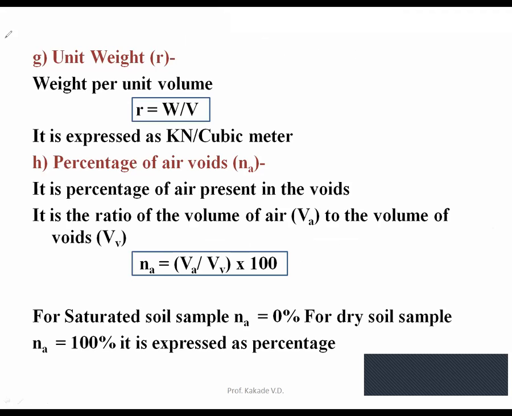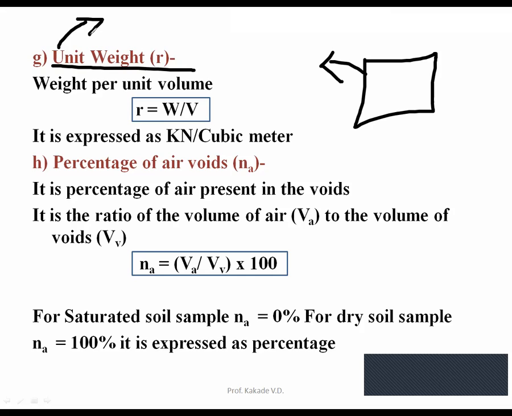Unit weight is an index property. You have studied in SOM also: total weight upon volume. How much weight is carried in a particular unit volume is known as unit weight. It is also known as weight density. This is the same concept as the mass density; it is the basic weight density.